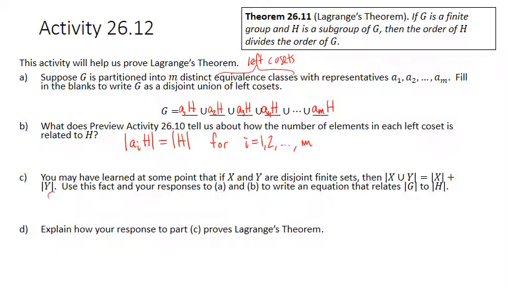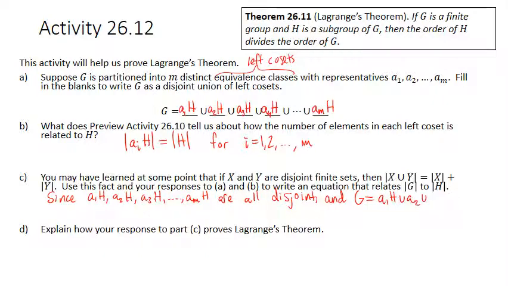So use this fact and your responses to A and B to write an equation that relates G to H. What we can say is since A1H, A2H, A3H, dot dot dot, up through AMH are all disjoint, and the group is equal to the union of all of those, those all together make up G.